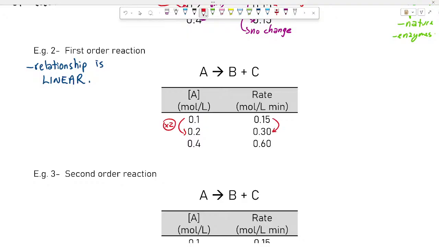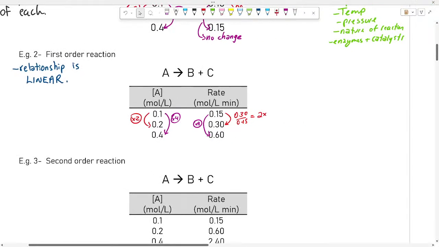And if you can't eyeball that, what could you do? You could always divide them, right? 0.30 divided by 0.15 is 2. Therefore, when we doubled it, it doubled. And then when we multiplied it by 4, what happened here? It multiplied by 4 as well. In other words, however you change A, that's how the rate changes. Does that make sense? Well, that is a linear relationship.